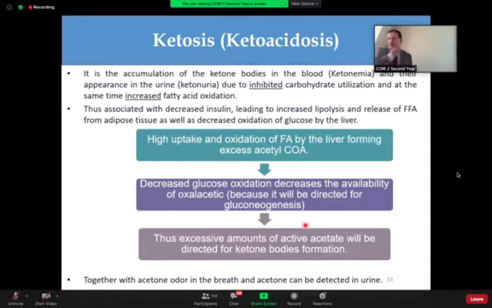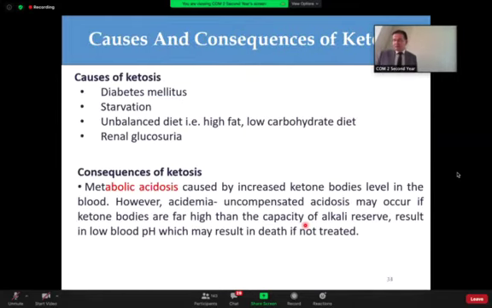Ketoacidosis, I think you already had a lot of lectures about ketoacidosis, or you haven't? You already know about ketogenesis. I mean, for me, I already described it in terms of what I expect from you. We have the consequences of ketoacidosis. These are the causes of ketosis or ketoacidosis: diabetes, starvation, unbalanced diet, high fat, low carb diet, renal glucosuria.